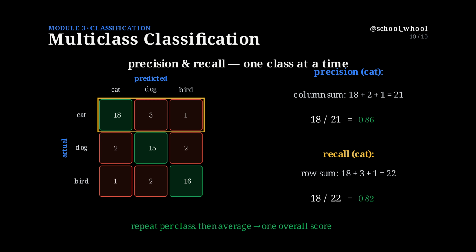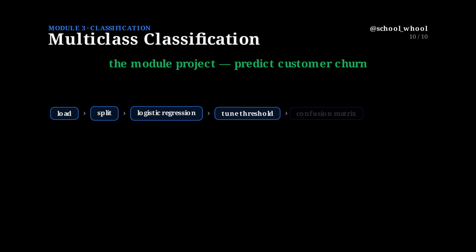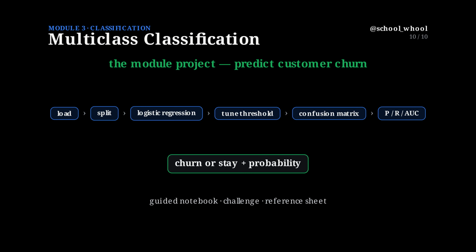Nothing fundamental has changed. That completes your classification toolkit. The module project puts it all to work. Predict customer churn, end-to-end. Load the data, split it, train logistic regression, tune the threshold, then judge it with the confusion matrix, precision, recall, and AUC.